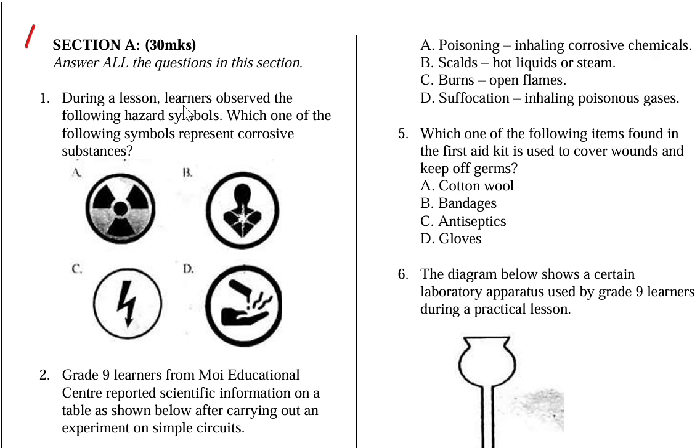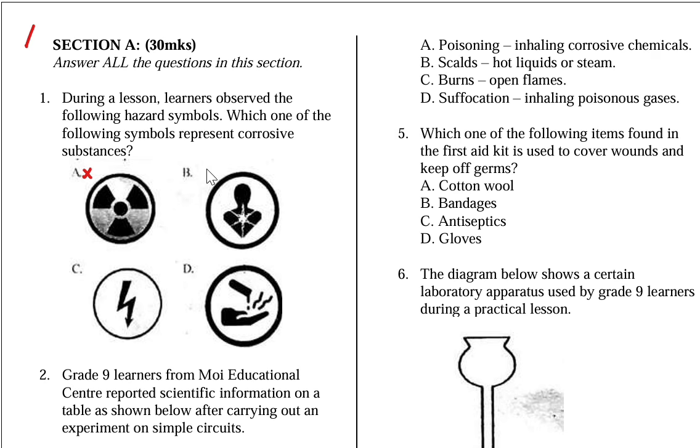During a lesson, learners observed the following hazard symbols. Each one of the following symbols represents corrosive substances. Here we have some symbols A, B, C, D. Which one do you think represents corrosive substances? Start with it is not A. A is for radioactive substances.